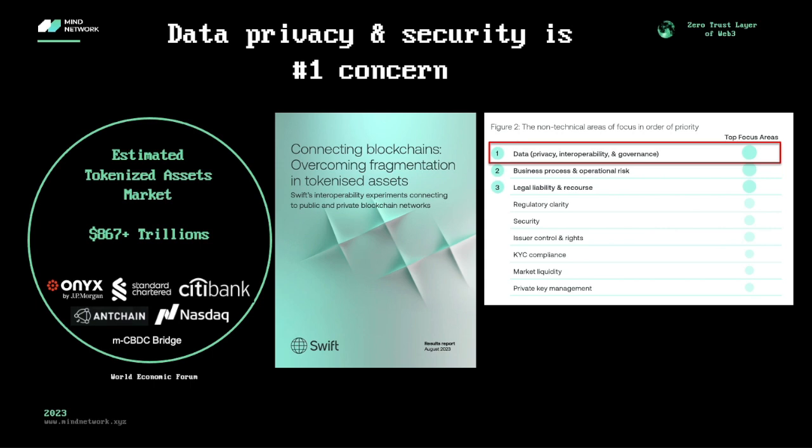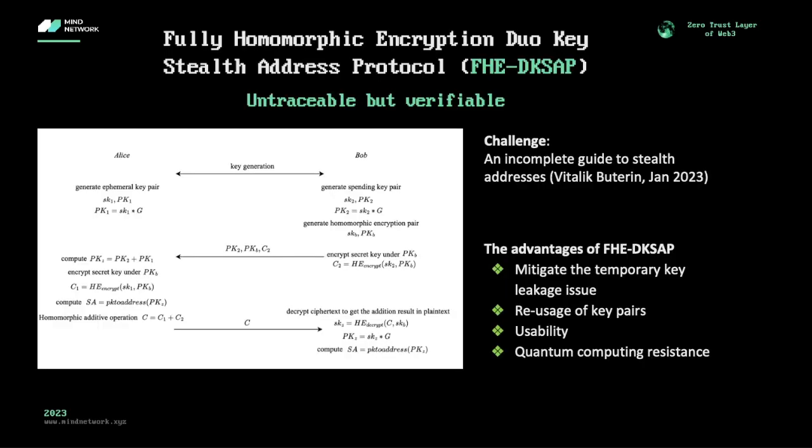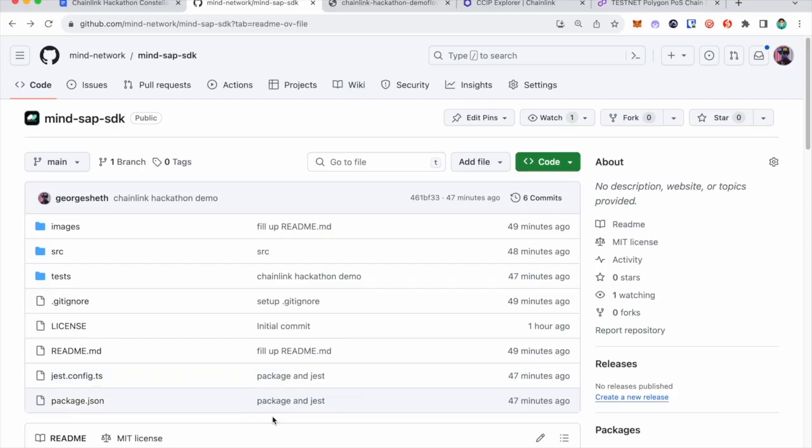The advantages of FHE-DKSAP are: it mitigates the temporary key leakage issue, allows for reusable key pairs, is user-friendly, and is quantum resistant. This solution meets the security demands of banks while maintaining a level of privacy currently unknown within Web3, allowing CCIP to be a fully secure and private solution for cross-chain actions.